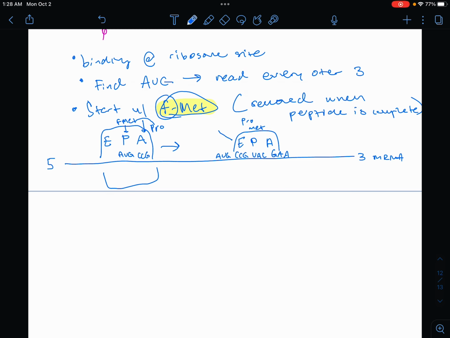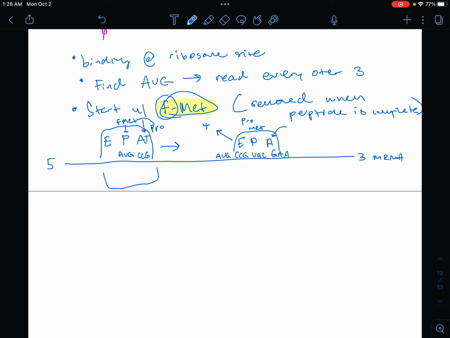The exit site will have the exit of the tRNA that had the proline anticodon, so this tRNA here will be going out. And then another tRNA with the next anticodon and amino acid will enter the A site, and then the cycle just repeats. So again, tRNA exits the E site, new tRNA occupies the A site, the process repeats.